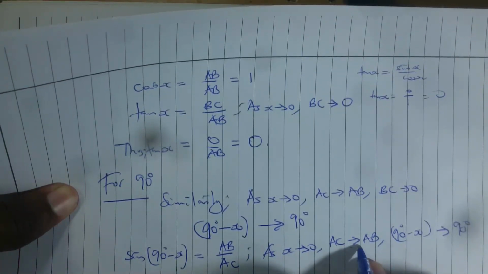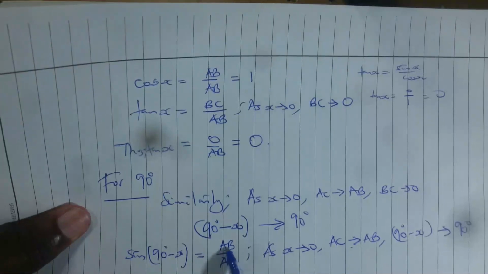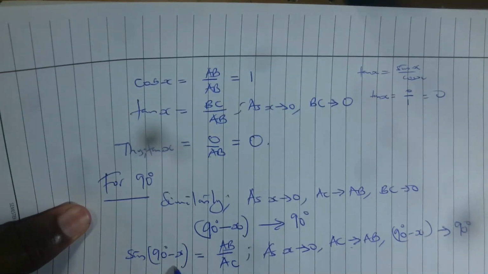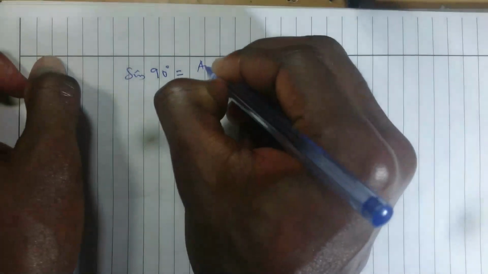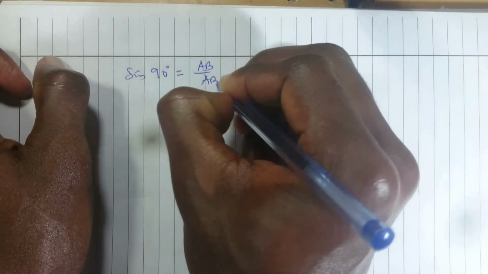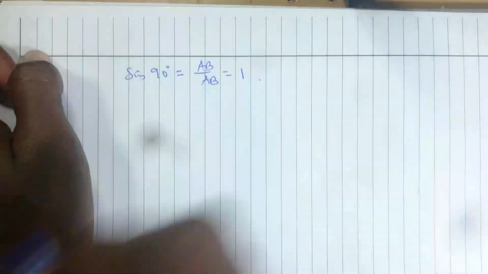That sends it towards AB. That means actually AB, sine 90 will become AB out of AB. Okay? AB out of AB, which is equal to 1. So that's how we get sine.